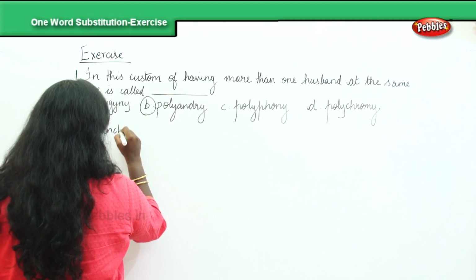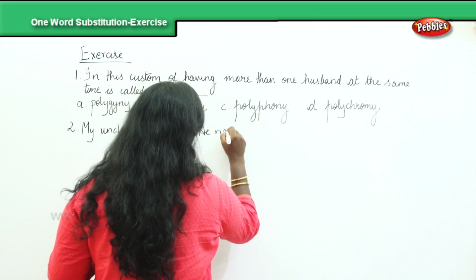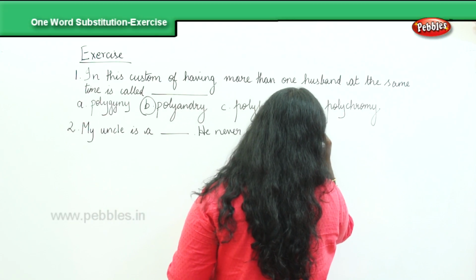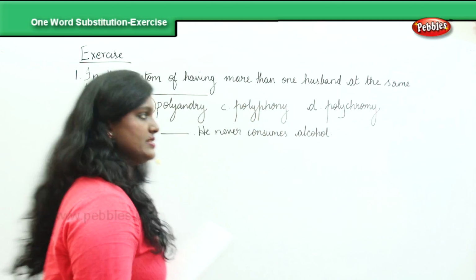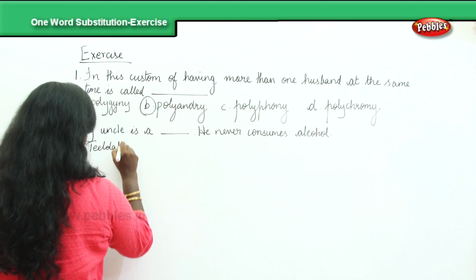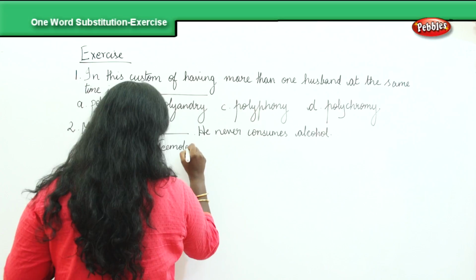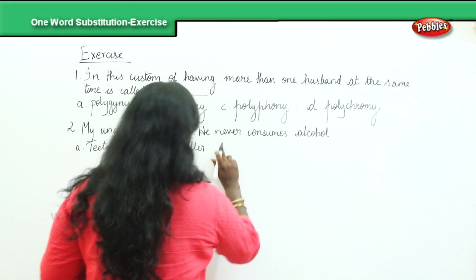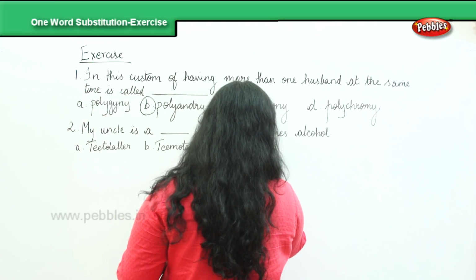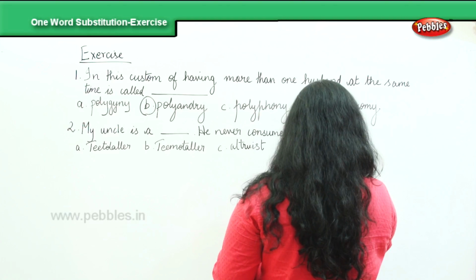My uncle is a dash. He never consumes alcohol. And the options are option A, teetotaler. Option B, teetotaler. Option C, altruist. And option D, mercenary.